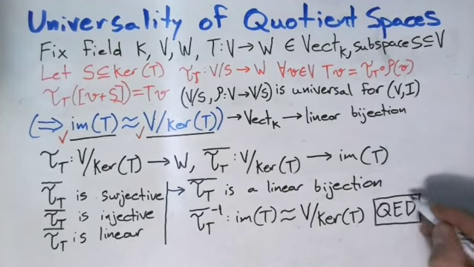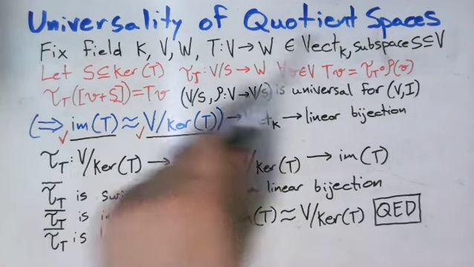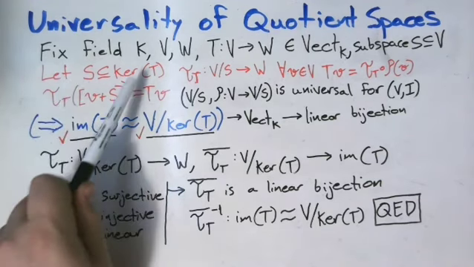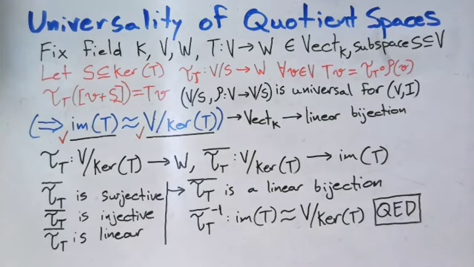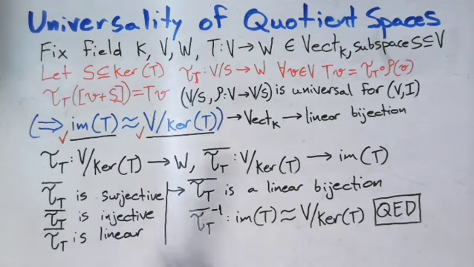So just to summarize, we proved that there was the universality condition of quotient spaces, specifically when the subspace S is a subspace of the kernel. And we showed that because that's true, we can fairly simply prove that the first isomorphism theorem is true, which is that for any linear mapping T, the image of T is isomorphic to the quotient space over the kernel of T. Just a couple of final notes here.